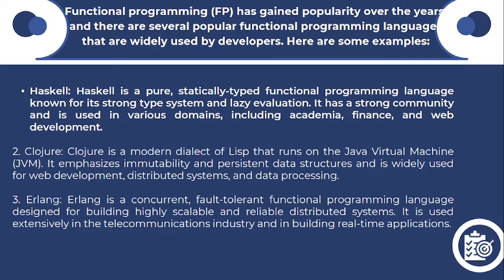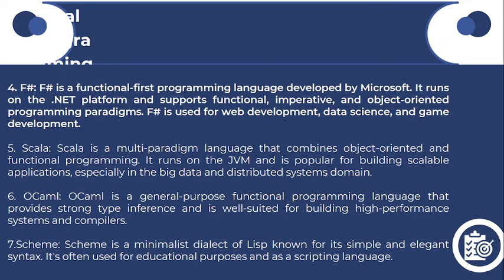Number 3, Erlang. Erlang is a concurrent, fault-tolerant functional programming language designed for building highly scalable and reliable distributed systems. It is used extensively in the telecommunications industry and for building real-time applications. Number 4, F#. F# is a functional-first programming language developed by Microsoft. It runs on the .NET platform and supports functional, imperative, and object-oriented programming paradigms. F# is used for web development, data science, and game development.